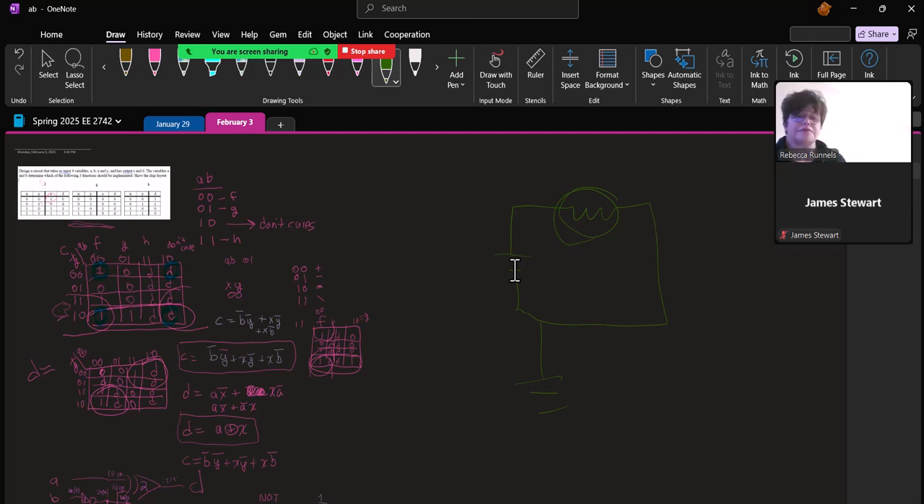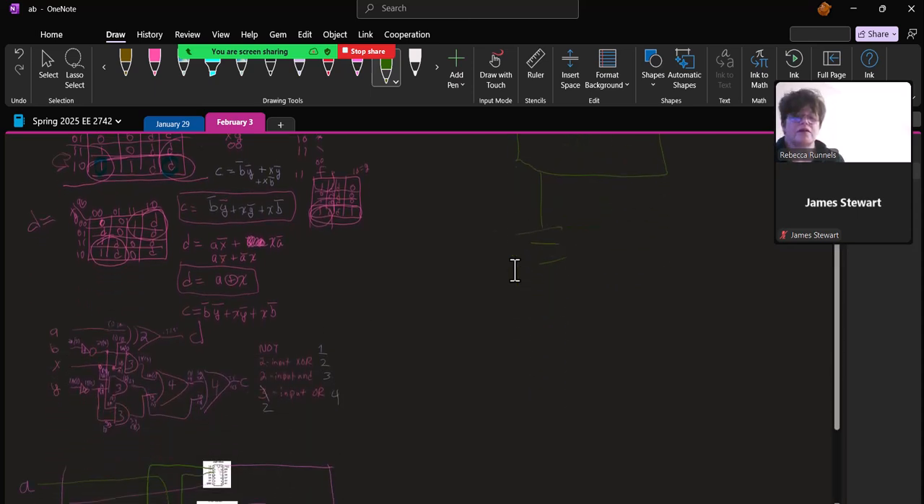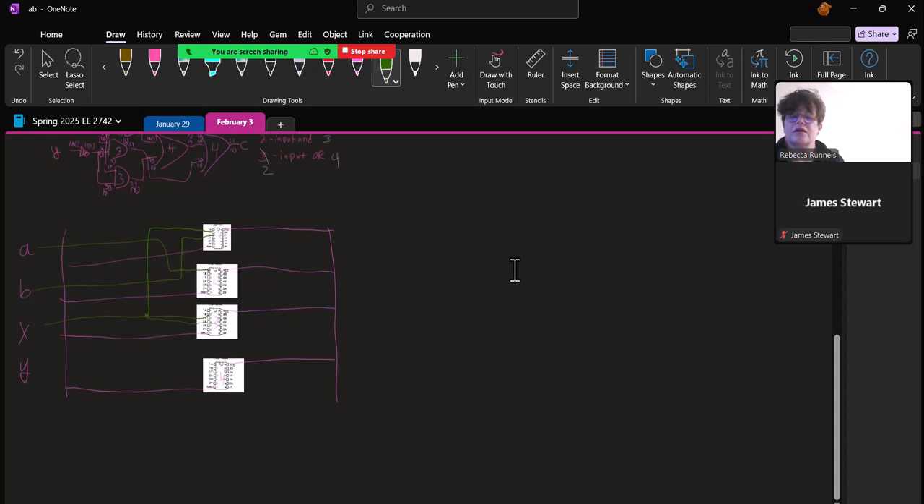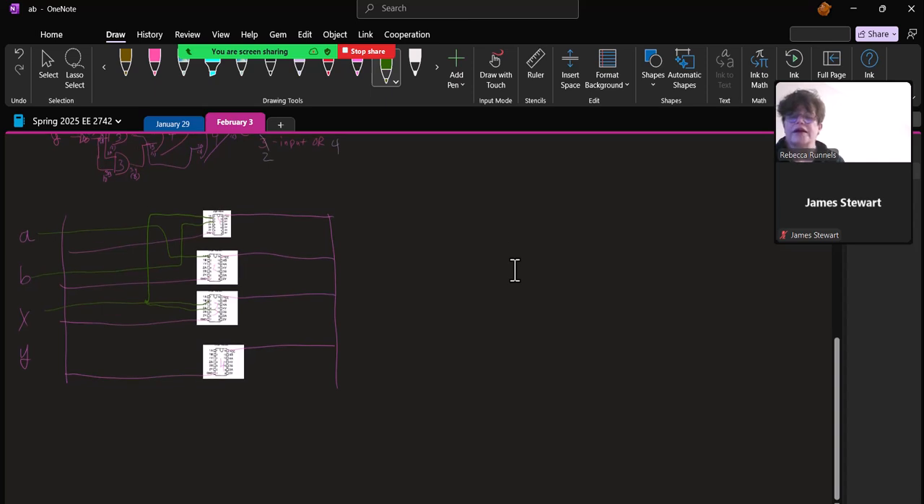Yeah, I understand it's needed for the complete circuit, and that's where the power flows through. Right. And that's what's needed in order to make it work.